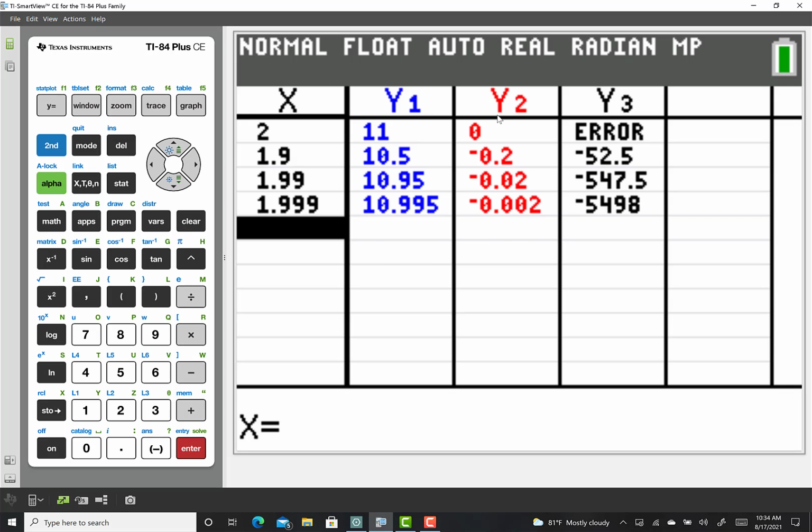And I just wanted to split up y1 and y2 so we could see. So does that make more sense? It's a lot clearer.